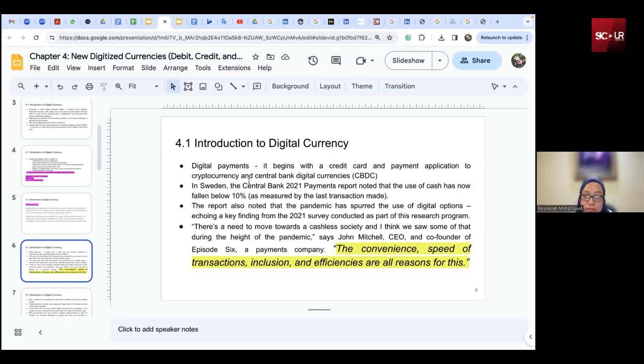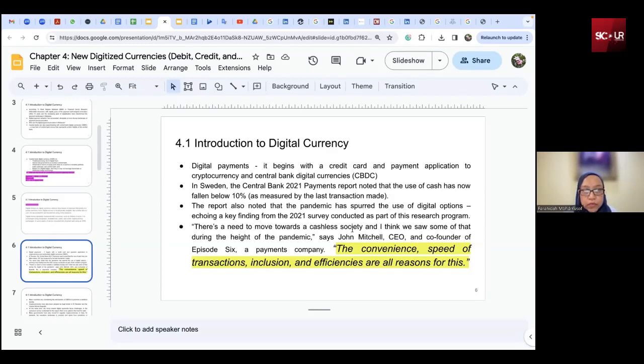So in Sweden dia kata central bank 2021 dia kata payments report noted that the use of cash has now fallen 10%. So in 2021 dia punya cash transaction dah drop. Ya, drop 10% lah. Dia kata, the report also noted that the pandemic has spurred the use of digital options, echoing a key finding of the 2021 survey conducted as part of the research program.